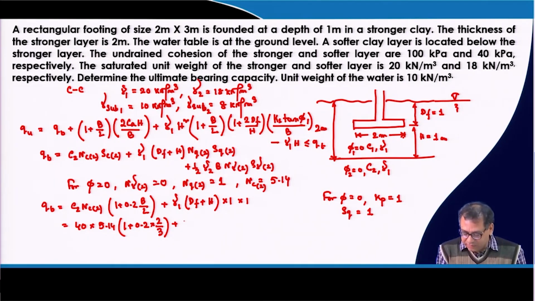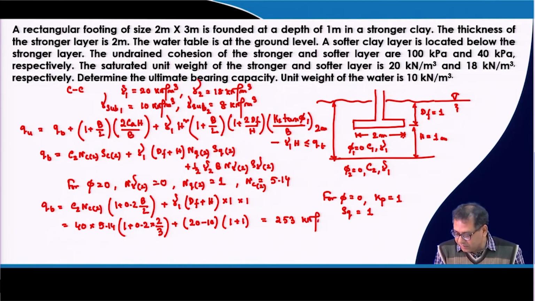So, gamma 1 basically will be 20 minus 1. Now this will be gamma sat, because the water table is at the surface, so we have to take the effective pressure. So, with df equal to 1 and h equal to 1, this is 253 kilonewton per meter square.